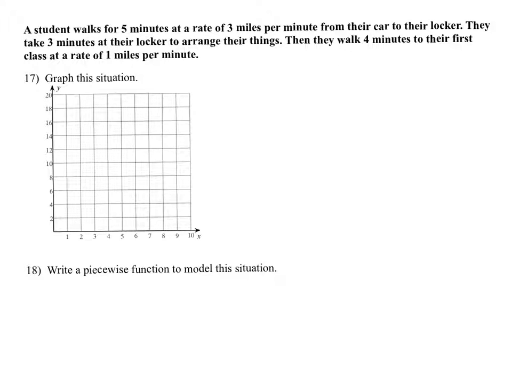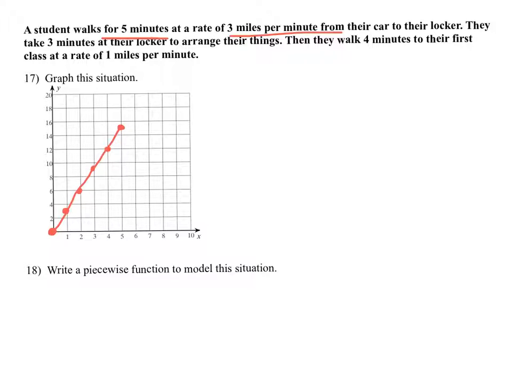So a student walks for 5 minutes at a rate of 3 miles per minute. So I'm starting at 0, 0. They're walking 3 miles per minute for 5 minutes. So I'm going to count 3 miles per minute until I get to 5 minutes have passed. So that's 3 miles per minute. So let's see, that's 3, 6, 9, 12, and 15. All right, so that's for the first 5 minutes. I'm going to go ahead and graph that as my first section.